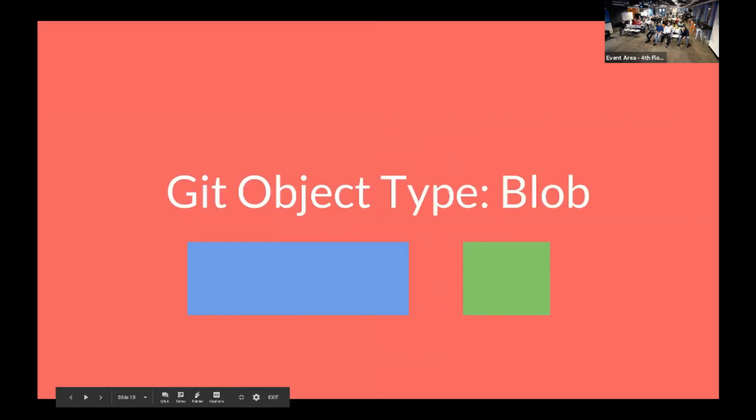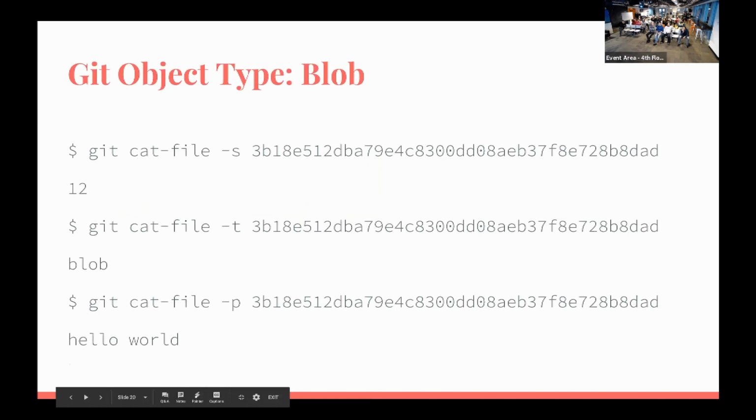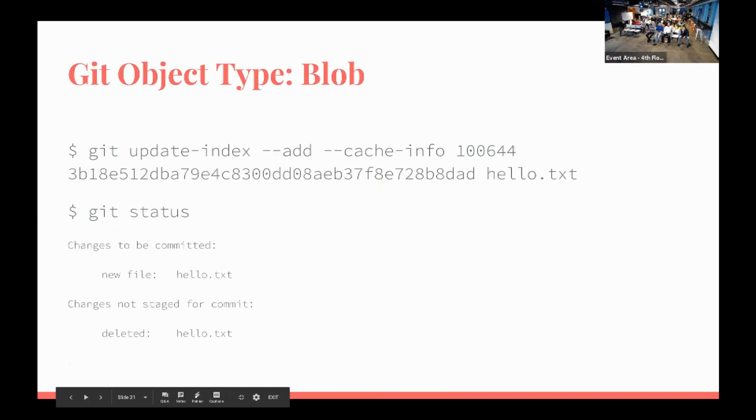So with git object type blob, if you type hello world and pass it to hash-object, which is a plumbing command, it will actually spit out that hash, and you can see it in your .git folder. And then you can cat the file, and you will see what the size is, or what the type is, or what the printout of the blob is. And it's actually what you see on the status, which is pretty cool.